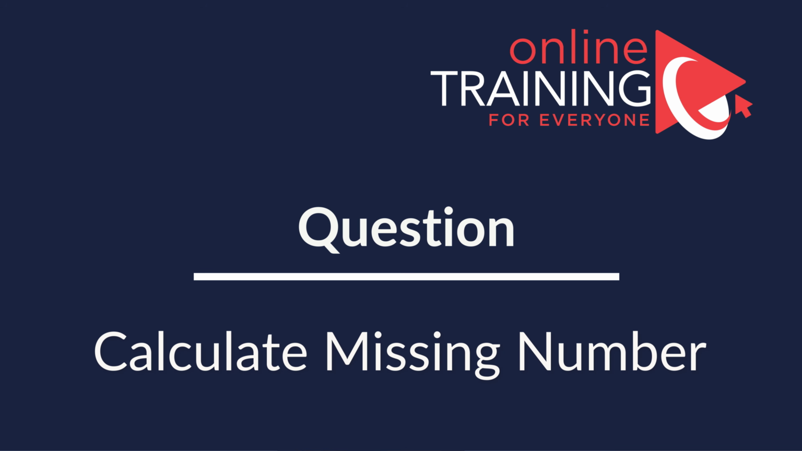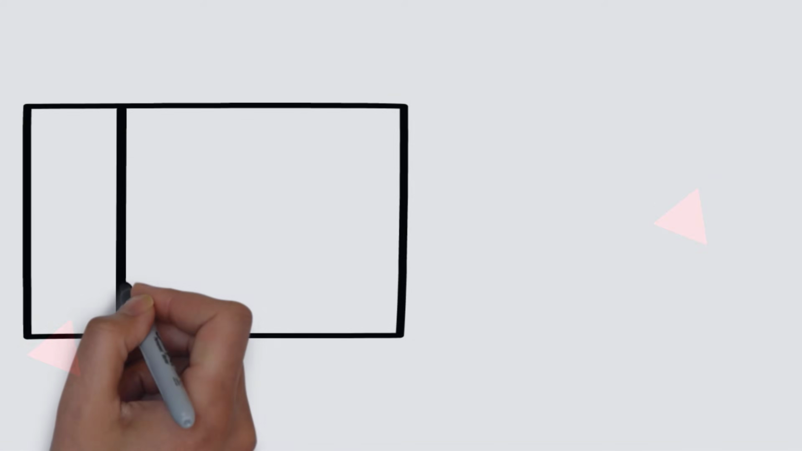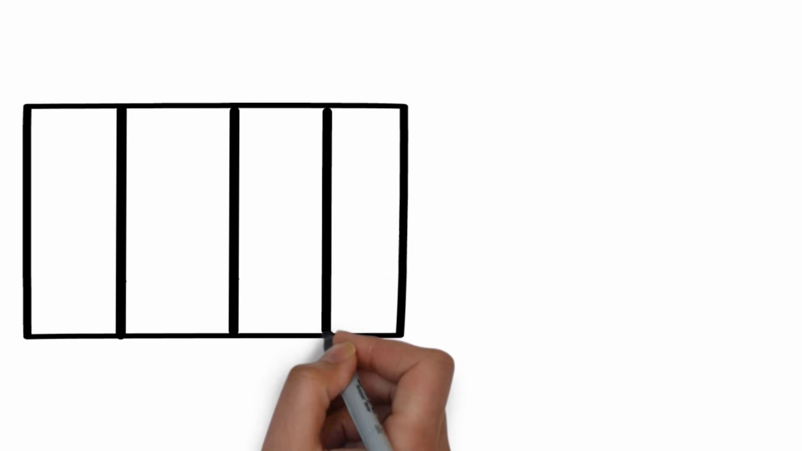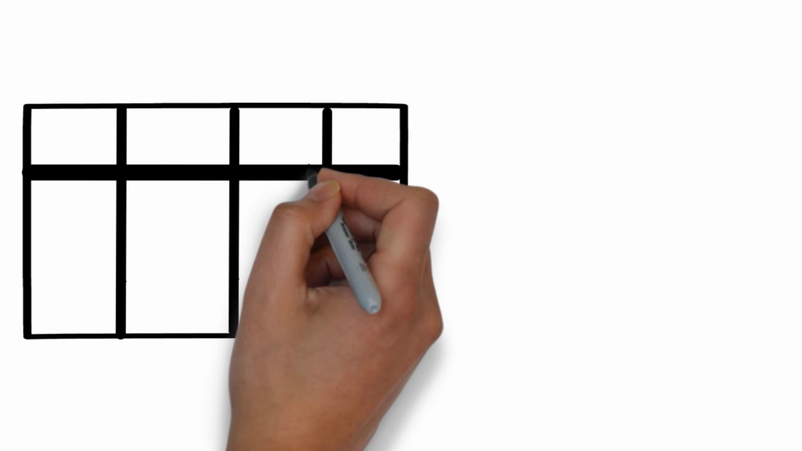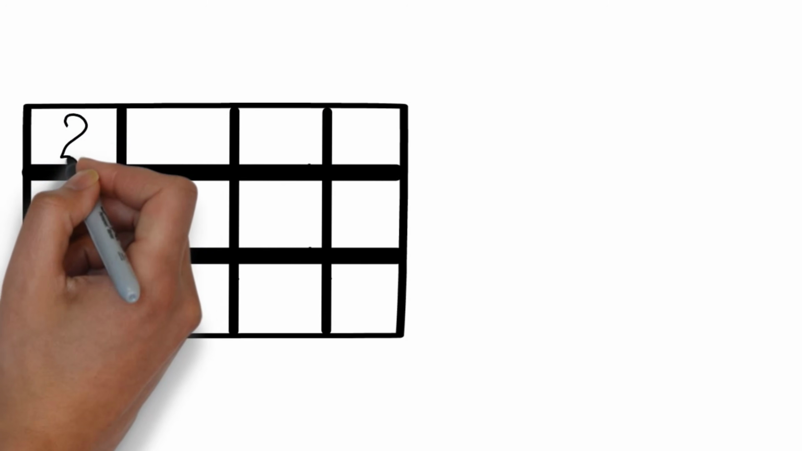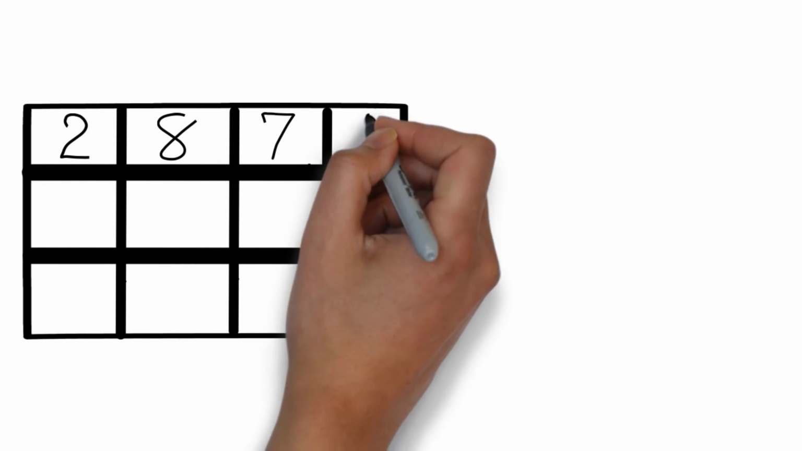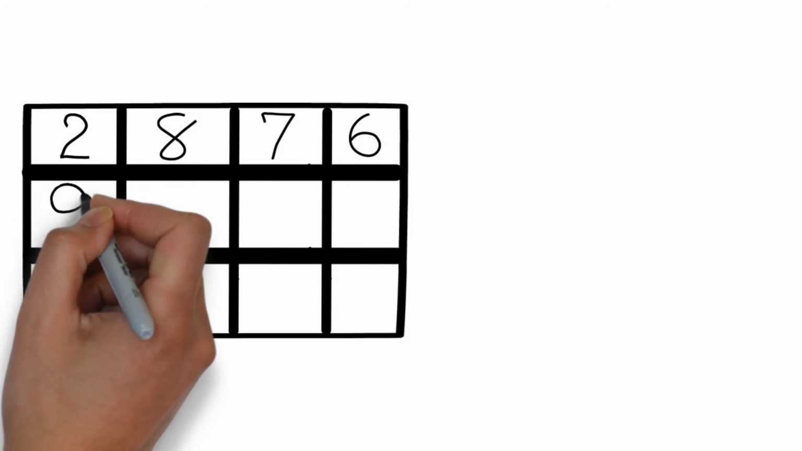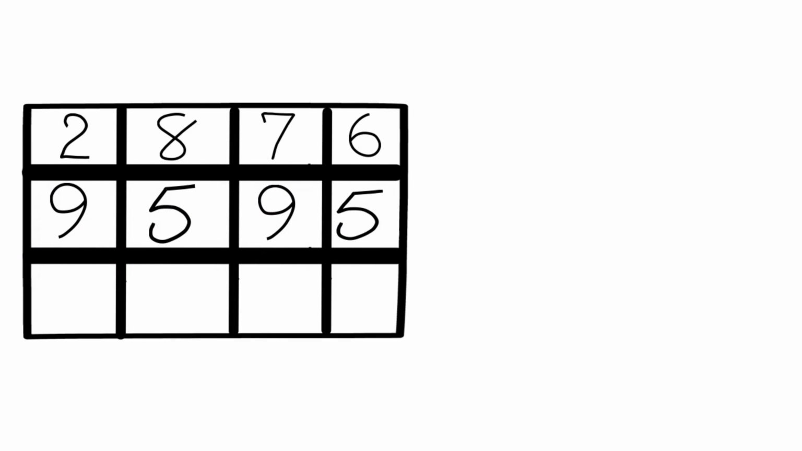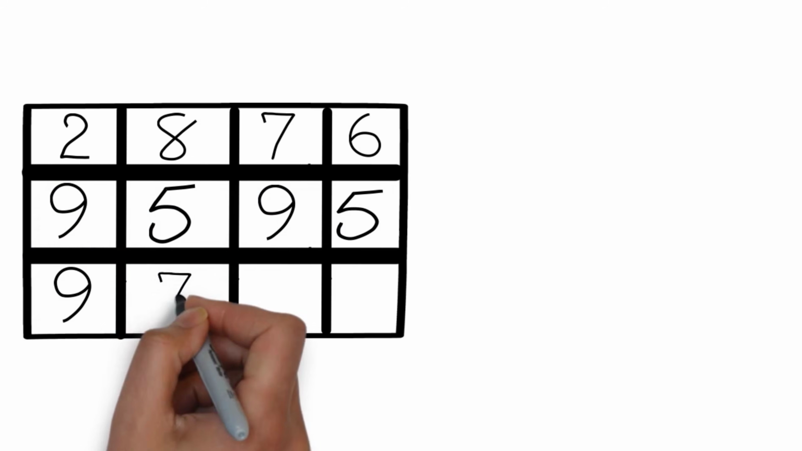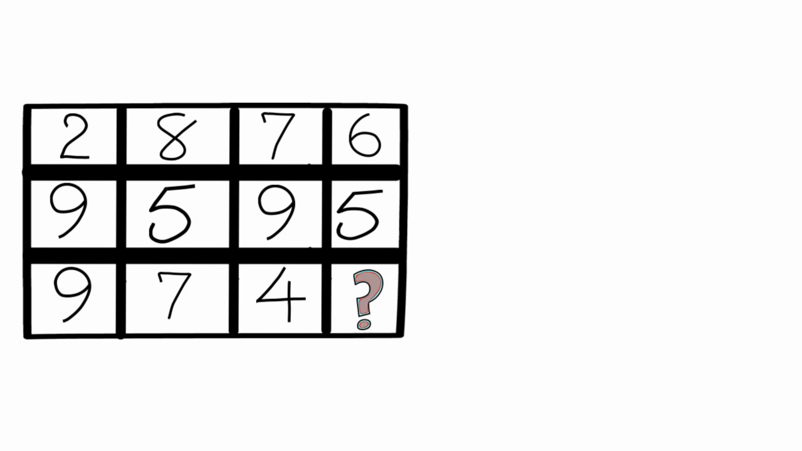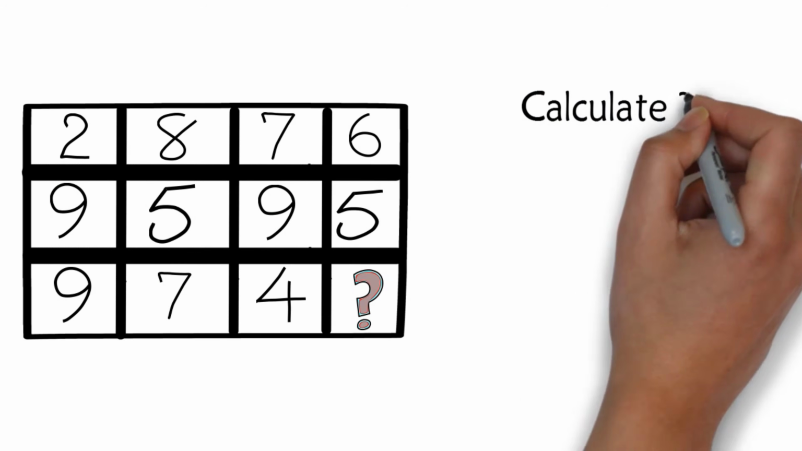Here's one of my favorite questions because it is very frequently used on the test. You're presented with a 4x3 matrix. Each cell in the matrix has numbers. For example, the first row has numbers 2, 8, 7, and 6. The second row has numbers 9, 5, 9, 5. And the third row has numbers 9, 7, 4, and one number in the bottom right corner is missing. And this is exactly what you need to calculate.